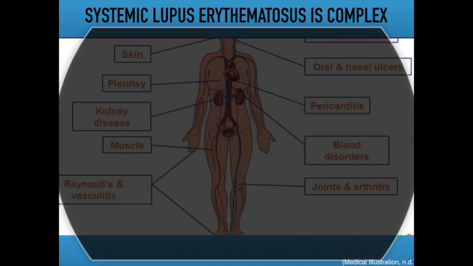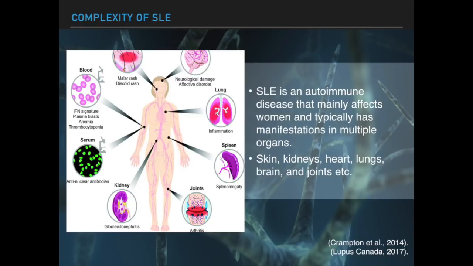SLE is a very complex disease. It is an autoimmune disease that mainly affects women and typically has manifestations in multiple organs, such as the skin, kidneys, heart, lungs, brain, joints, and etc. Manifestation in these multiple organs results in multiple organ damage, failure, and/or formation of other diseases.